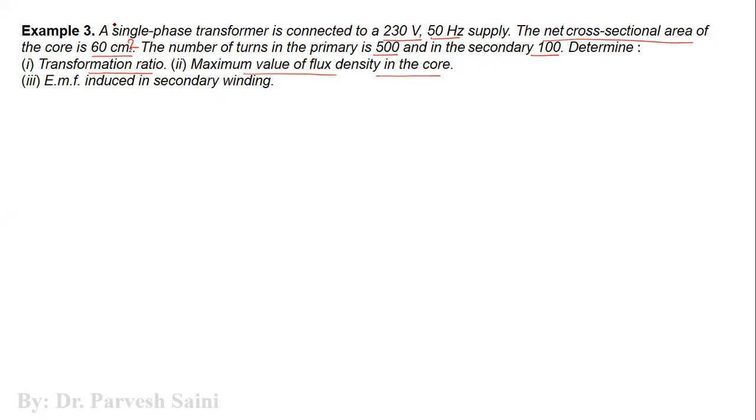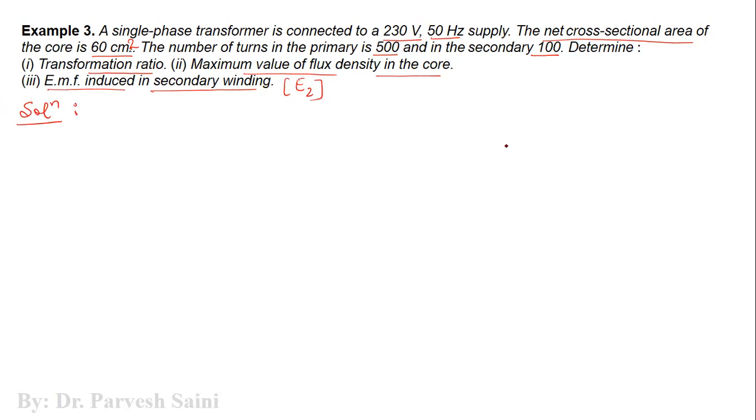So we need this area of cross section here, and then we have to calculate the value of induced EMF in the secondary winding. That is, we have to calculate the value of E2. E2 is the induced EMF in the secondary winding. Now, how will we calculate this one? How will we solve this particular numerical?